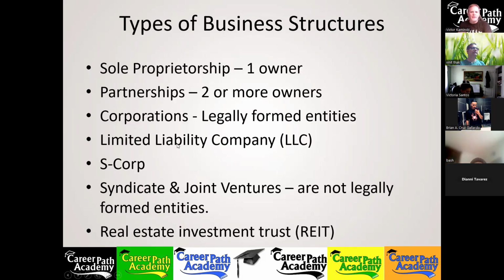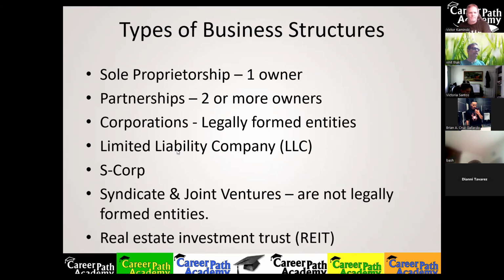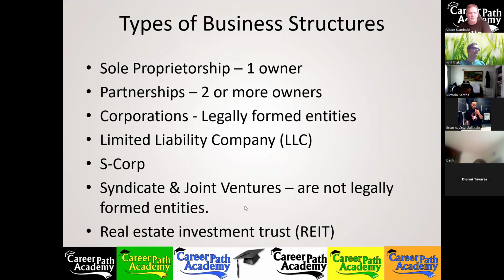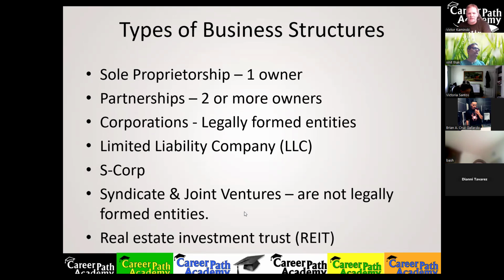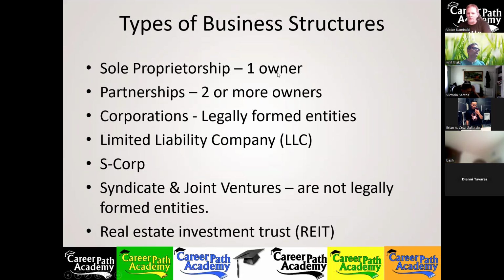So now we're going to talk about different business structures. Okay, let's take a look. Sole proprietorship is ownership of a business by one owner, the owner operator. You have business partnerships, which can be two or more owners. And there's different forms of partnerships. We're going to learn about it momentarily.